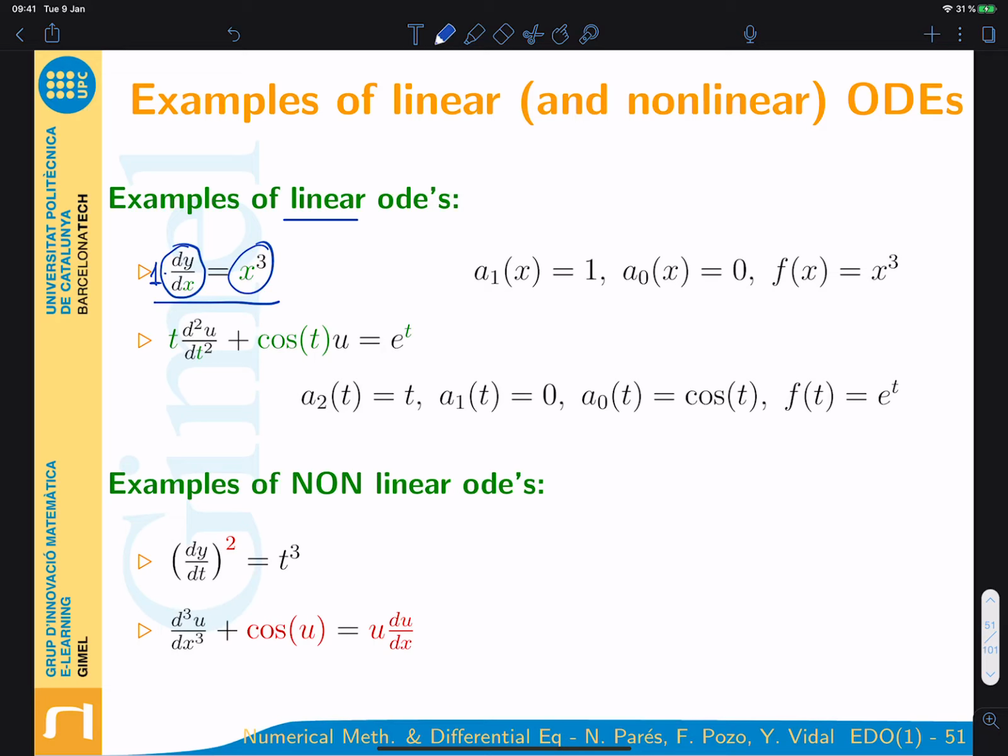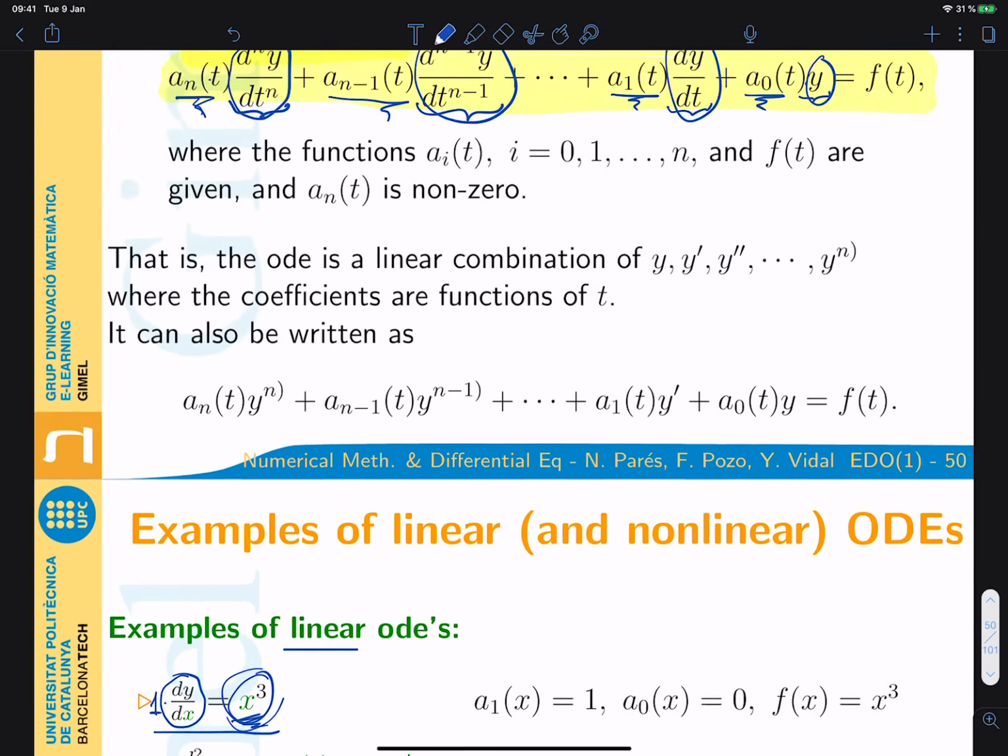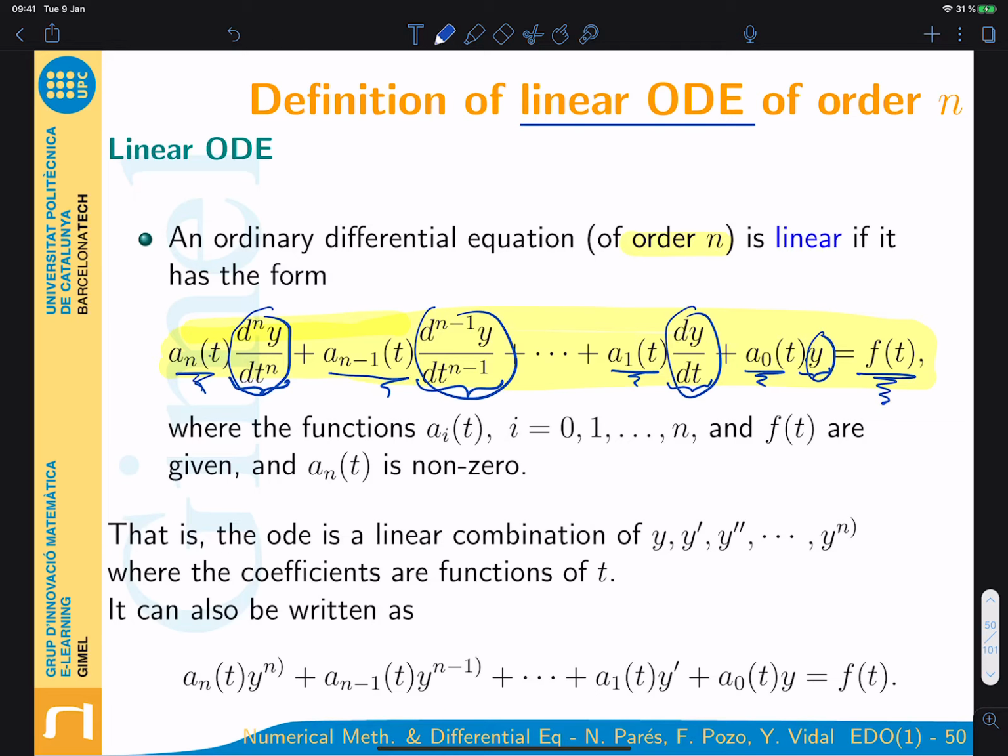So it's a coefficient that does not depend on y. That's the important thing. Whatever we have here in the right-hand side, which does not depend on y, can be a nonlinear function. Let me go back to the definition. You see here this f of t can be any function of t. It could be t to the power 3, it could be the cosine of t, it could be any nonlinear function, because the definition of linear here applies to how the derivatives appear in a linear manner.